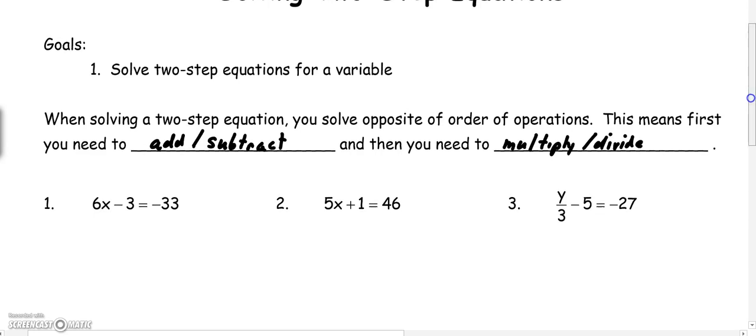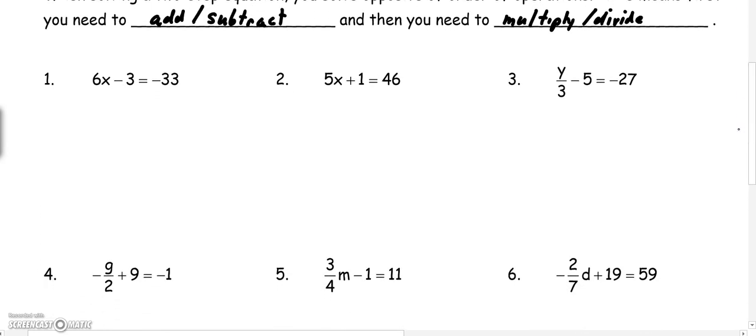So in number 1, we have 6x minus 3 equals negative 33. So I'm going to draw my line down the middle, splitting my left and right of the equation. My first step is to either add or subtract something. So I want to look what's not with a variable. So that negative 3 needs to be moved. So in order to move a negative 3, we're going to add it to both sides. So we have 6x equals negative 30.